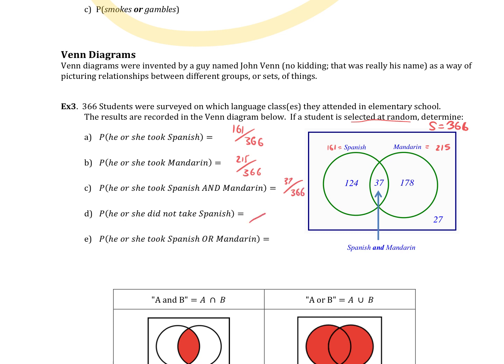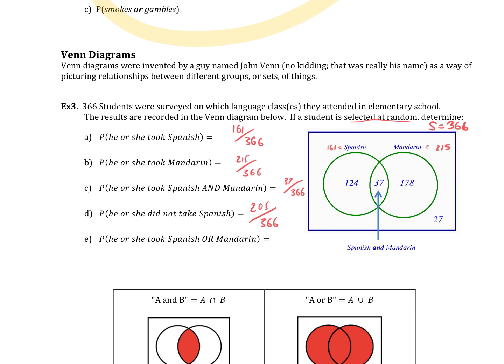Did not take Spanish. Okay, so did not take Spanish. That is all of these people and all of these people, right? So it's everybody except the Spanish circle. So that includes all of this. So that comes out to 178 plus 27, out of 366. 178 plus 27 is 205.